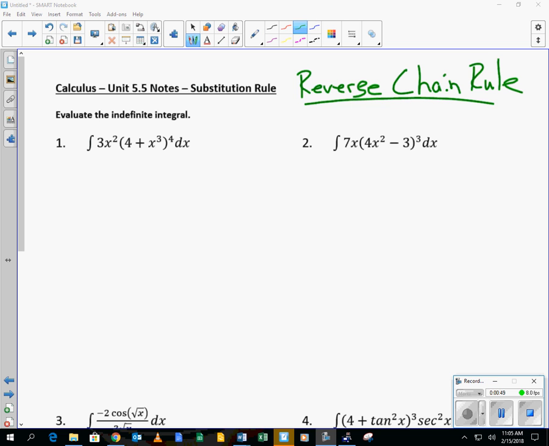Right now, if you wanted to evaluate this, you would have to multiply it out 4 times and then distribute the 3x squared. That's our option right now. Anybody in favor of doing that option?